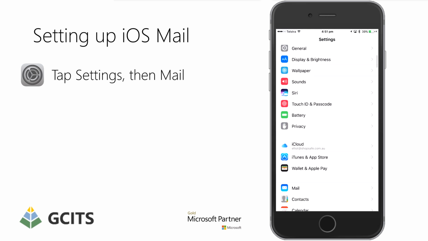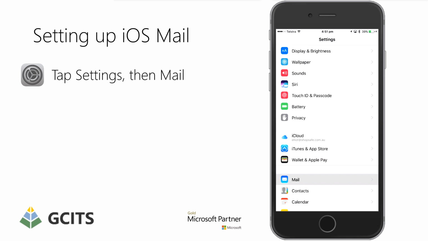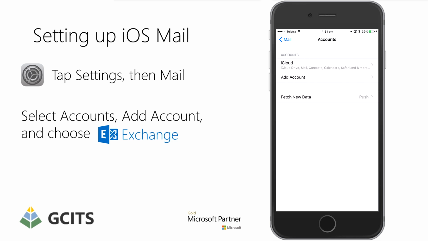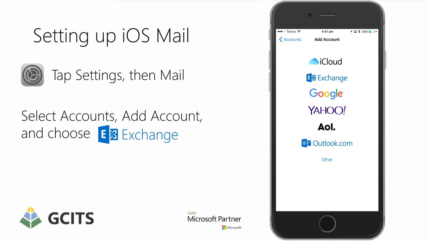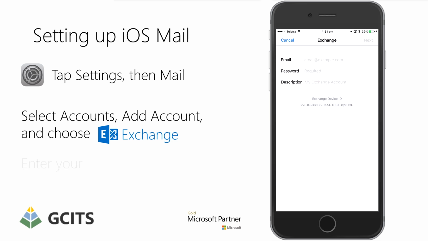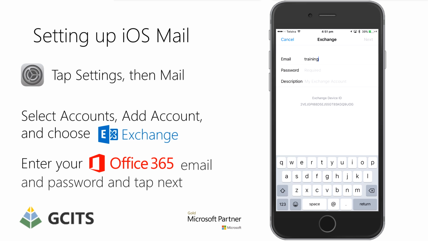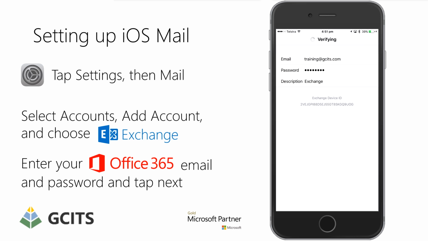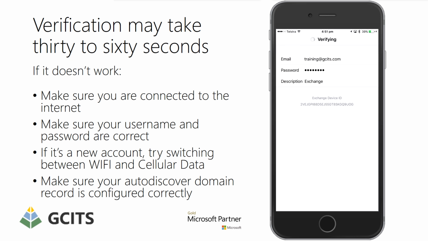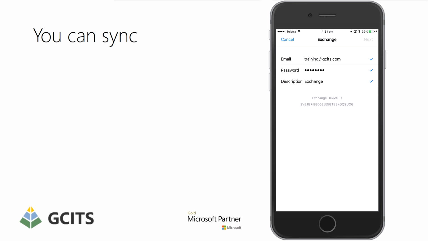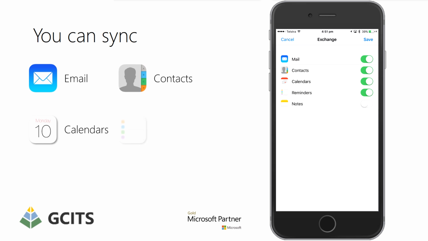You go to Settings, and then you tap Mail, and then you select Accounts and tap Add Account and choose Exchange. Next, you enter your Office 365 email and password, and then you tap Next. Now, if for any reason this doesn't work, here's a few things you can try. But once the ticks appear, you can sync your mail, your contacts, your calendars, your reminders, and your notes.